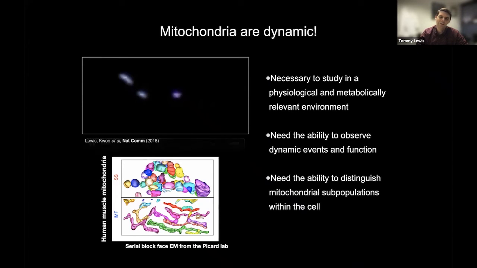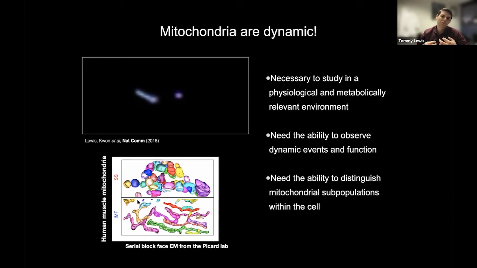And then finally, the third one that I think has been largely underappreciated to this point is that we have to have the ability to actually distinguish what we like to call mitochondrial subpopulations within the cell. And this is because, as been shown in many cell types now, but is classically known from skeletal muscle, there are multiple, or at least two unique subpopulations of mitochondria in these cells, the subsarcolemmal pool and the intramyofibrillar pool.